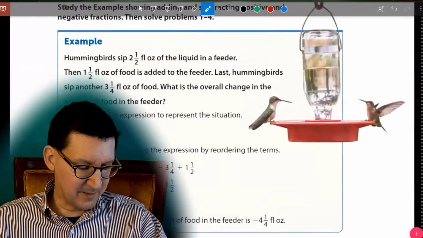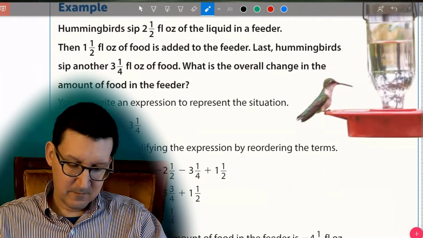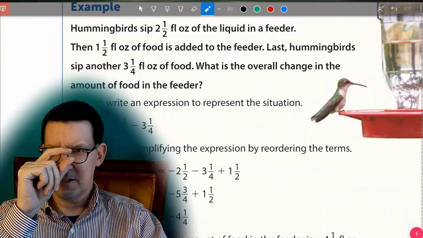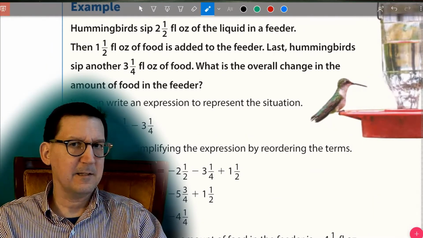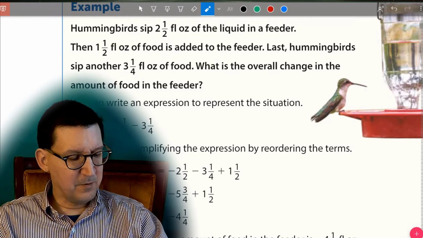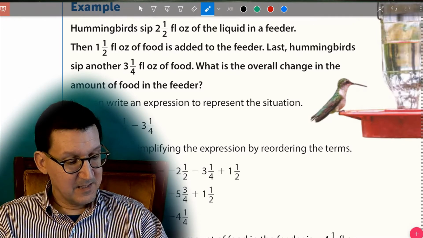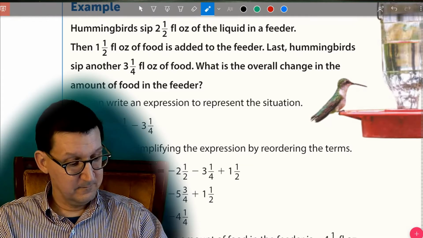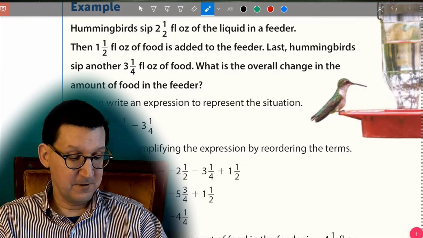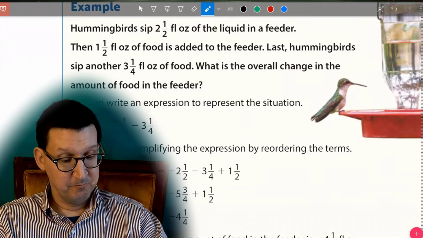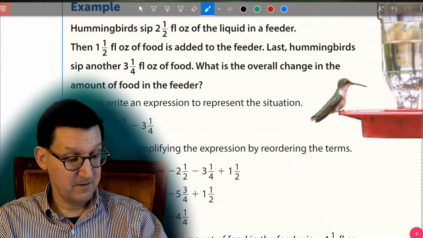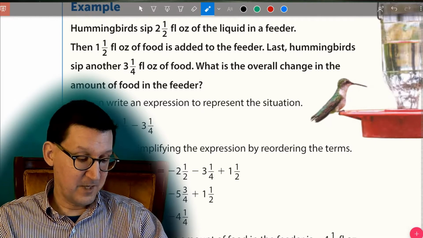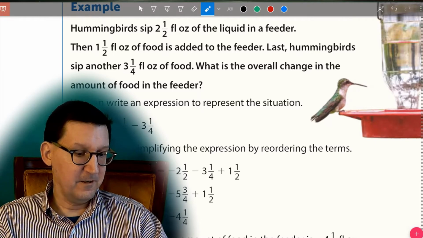So, it's a hummingbird question. Hummingbirds. Beautiful little things. The smallest hummingbird is about the size of a bee. Tiny, tiny little creatures. The example says hummingbirds sip 2.5 fluid ounces of the liquid in the feeder. Then 1.5 fluid ounces of food is added to the feeder. And last, hummingbirds sip another 3 1/4 fluid ounces of food. What is the overall change in the amount of food in the feeder?